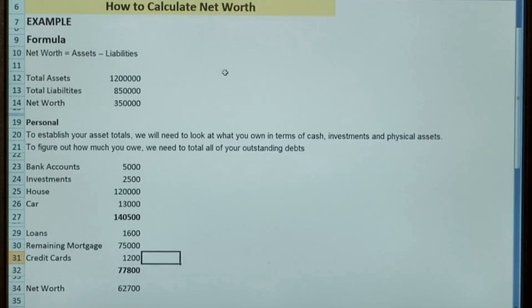So obviously this is just a few items that we might have in terms of assets and liabilities, so when reviewing your own, you obviously know what other things you've got to include in that calculation.